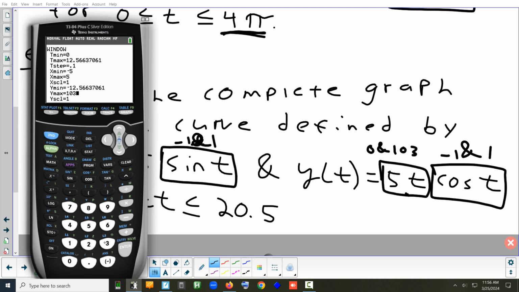And now, if you take something between 0 and 103 and multiply it by something between negative 1 and 1, what's the most negative result you could get? Negative 103. You could get negative 103.